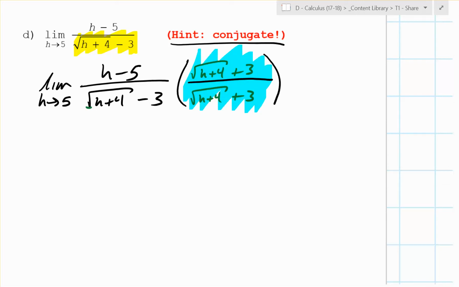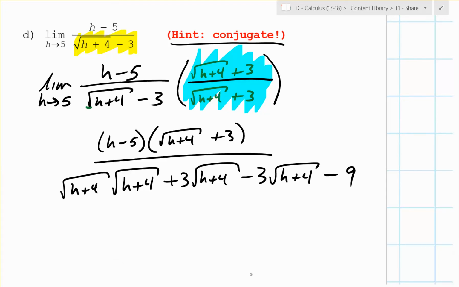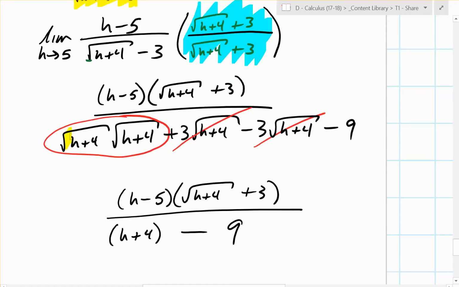Why is this really nice? Well, when you multiply this out, it looks like nothing's being helped here, but look at what cancels. These middle terms cancel, and then when you multiply the square root of h plus 4 times the square root of h plus 4, you get h plus 4. So what do you end up with? Well, you end up with these two multiplied together to get this, and the 9 carried down right there.